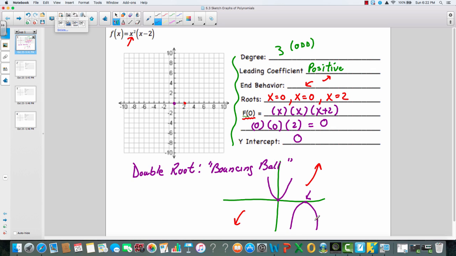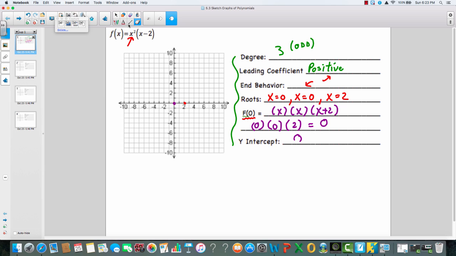Okay, so let's see if we can sketch this out now. I know I have a bouncing ball at 0, and I know that my end behavior is supposed to look like this. So even without knowing what the actual end game is, I think I can just start like this. Put an arrow headed down in the 3rd quadrant. Put an arrow kind of bending up in the 1st quadrant.